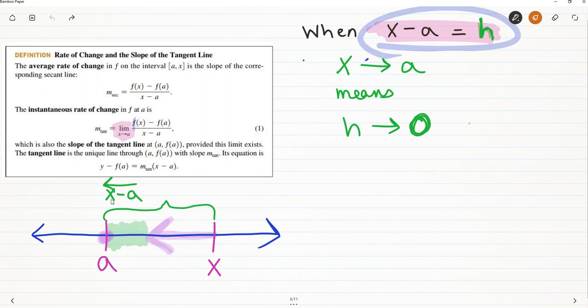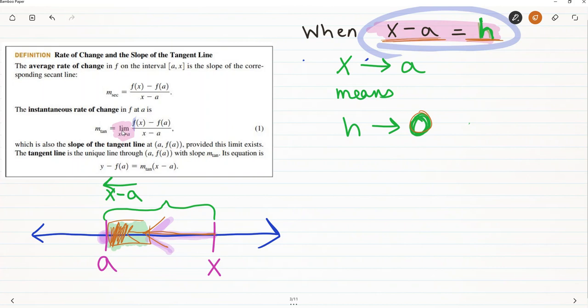But if instead of saying the distance from x to a, or the difference between x and a, we just called it h, so if we let that difference be represented with an h, then x approaching a, this x coming closer and closer to a, do you see what's happening to this green piece? This difference is getting closer and closer to 0. So as x moves in on a, this piece between them, the difference, is getting closer and closer to 0.